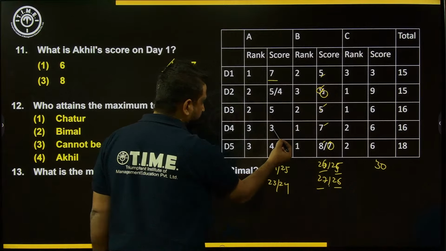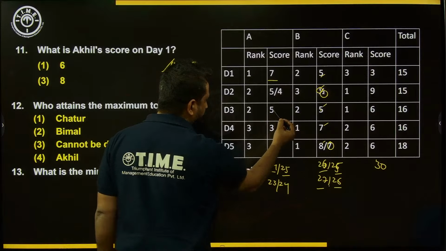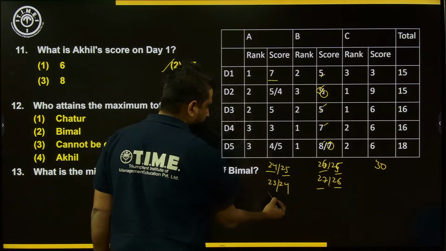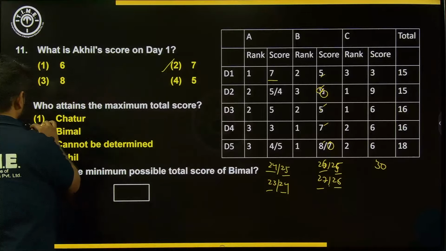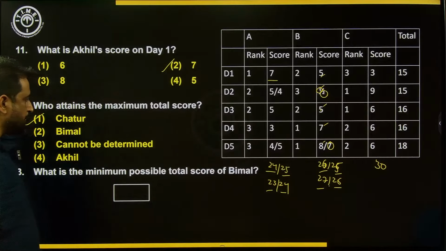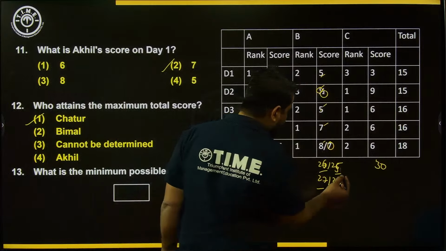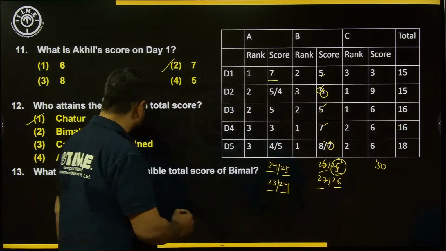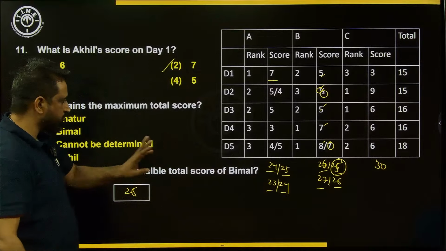7, 5, 12, 17, 3, 20, 24. 7, 5, 25. 7, 4, 11, 5, 16, 3, 19 plus 4, 23, 24. Yes. Now, highest will be C. Choice 1: what is the minimum possible total score of BML? BML minimum possible total score is 25. Okay, which we did for the previous question, it helped now.